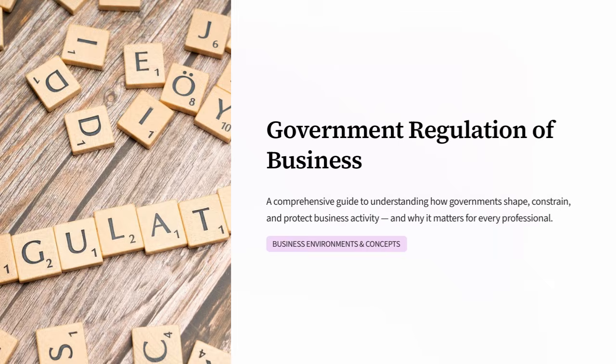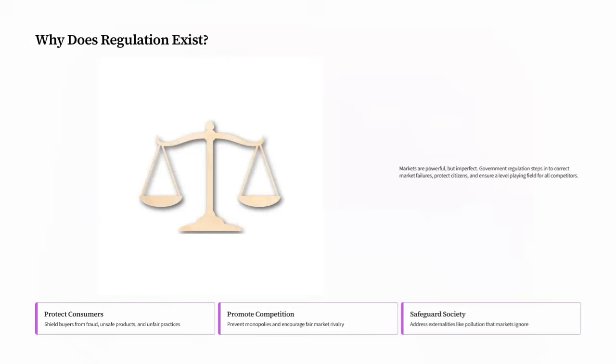for every professional. Markets are powerful tools for creating value, but they do not always produce fair or safe outcomes on their own. Regulation exists to address these market failures. It protects consumers from fraud, unsafe products, and unfair business practices. It also promotes competition by limiting monopolistic behavior and giving businesses a fair chance to compete. Finally, regulation safeguards society from externalities, such as pollution, where the costs of an activity affect others but may not be reflected in market prices.